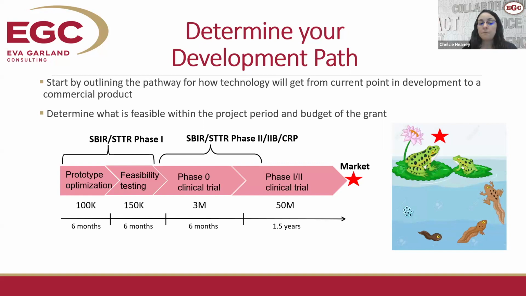For example, here we have a sample product development timeline for a device that is being developed. Phase 1 might be prototype optimization and then testing the feasibility. And then in Phase 2, 2B, or the commercialization readiness pilot, you're conducting those clinical trials that are necessary to bring the device to market. You can think of it as the life cycle of the frog. You're trying to get from that little cluster of eggs to the fully grown frog. Each of these steps are discrete steps for your product pathway.